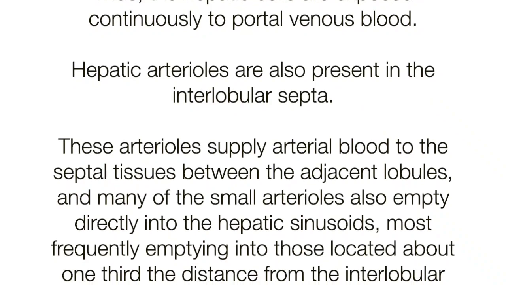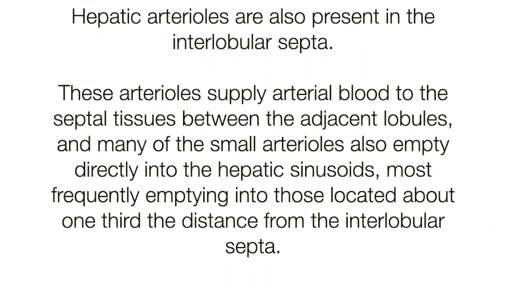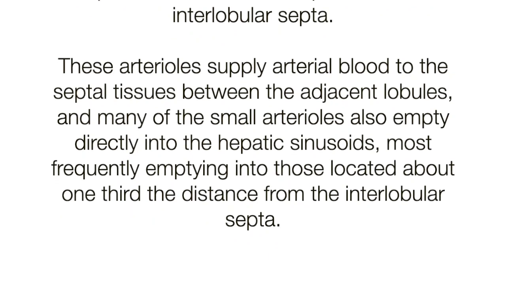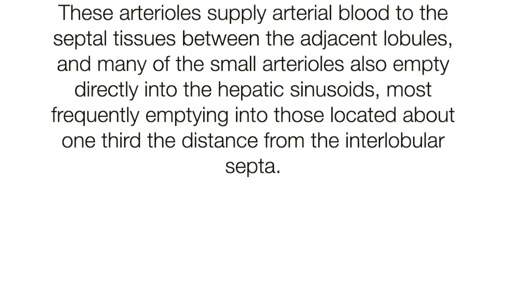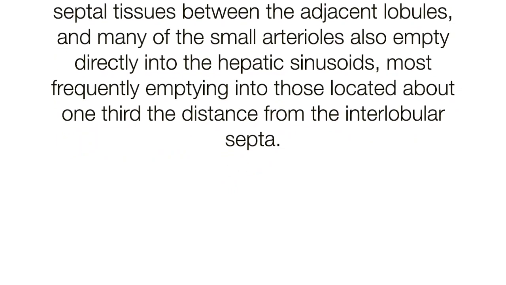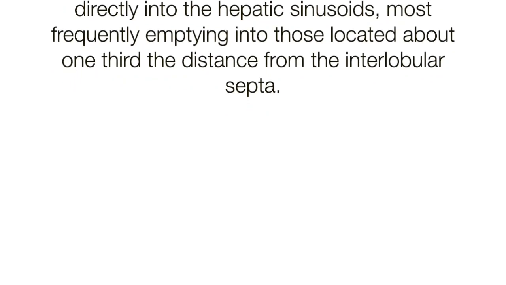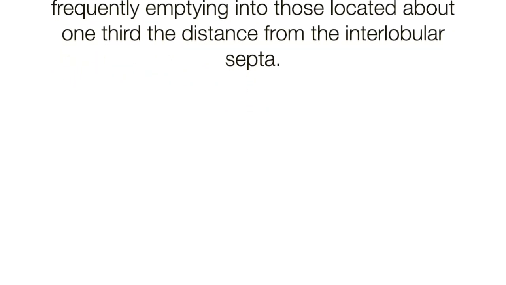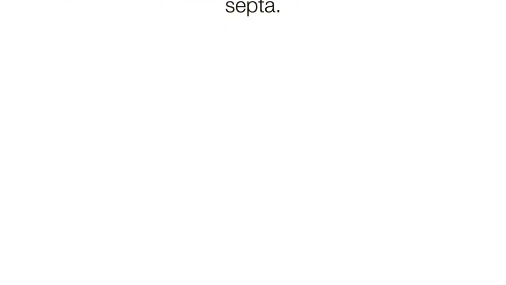Hepatic arterioles are also present in the interlobular septa. These arterioles supply arterial blood to the septal tissues between the adjacent lobules, and many of the small arterioles also empty directly into the hepatic sinusoids, most frequently emptying into those located about 1/3 of the distance from the interlobular septa.